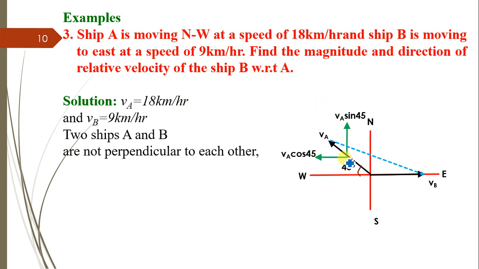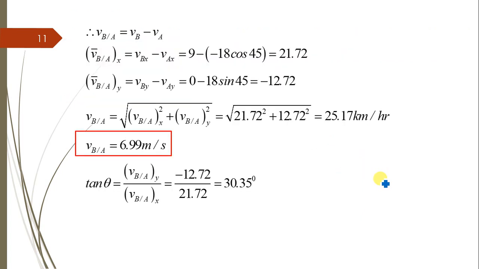From here it is clearly seen, ship A is moving in the northwest direction and ship B is moving towards the east. So here this is the relative velocity vector of B to A. As VA is inclined, it is resolved into components VA sin 45 and VA cos 45. And from the figure it is clearly observed that the two velocities are not perpendicular to each other. So relative velocity is determined by determining the component along x and the component along y.